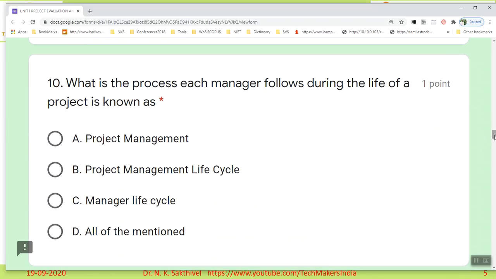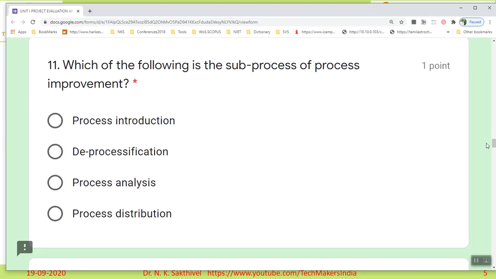10th question, what is the process each manager follows during the life of a project? It is known as the project management life cycle. It is a very important one. So that is the process of each, project management life cycle only. Which of the following is the sub process of a process improvement? Is 11th question.